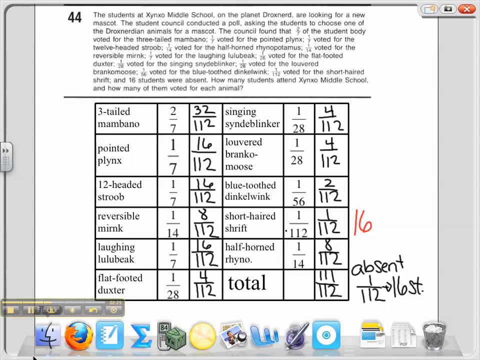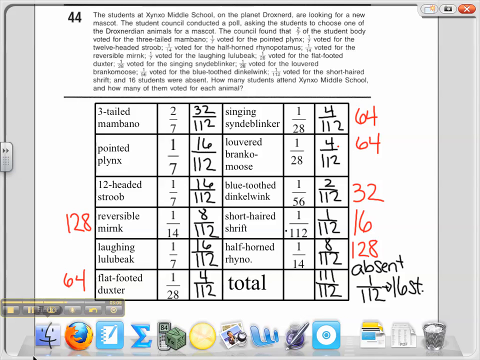From there, I know if I have two sets of 112ths, that must be equal to 32, because 2 sets of 16 is 32. So if I have 4 sets of 16, I get 64 total students. I'm going to fill that in here as well. And I also have 4/112 over here. Then I don't want to forget my half-horned rhino, which is 8/112, which is 8 times 16, or 128 students. I also have the reversible Merc over here, which is 128 students.